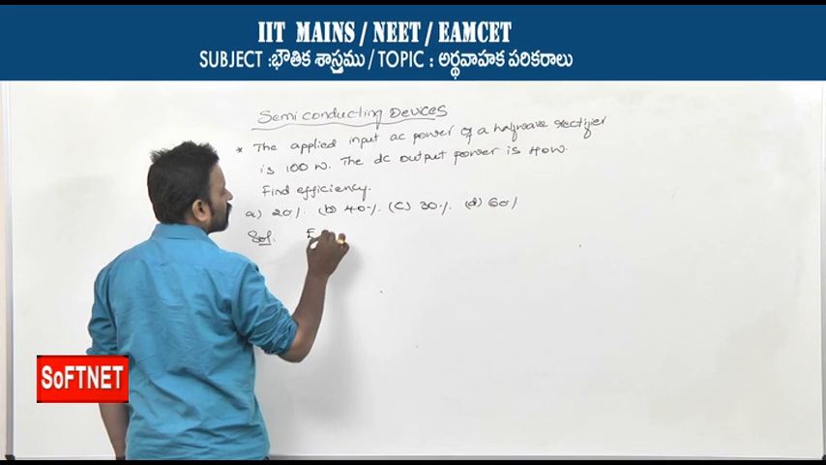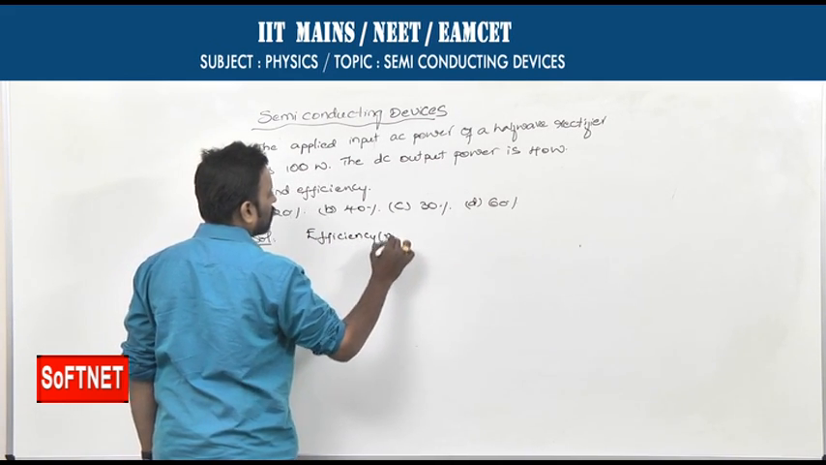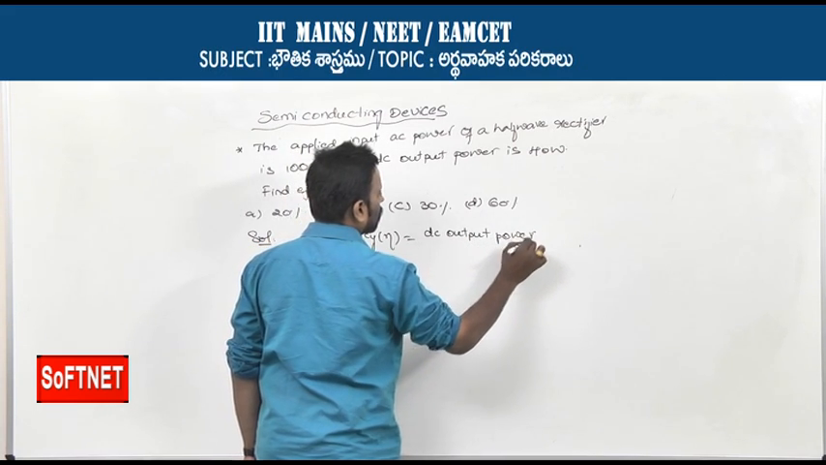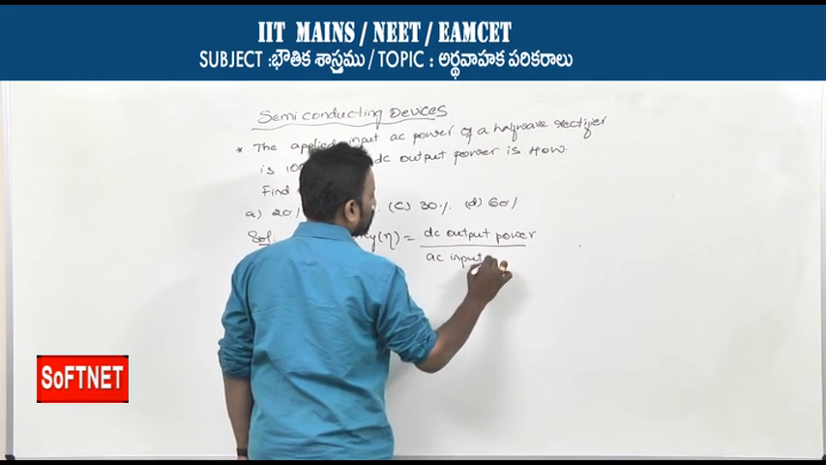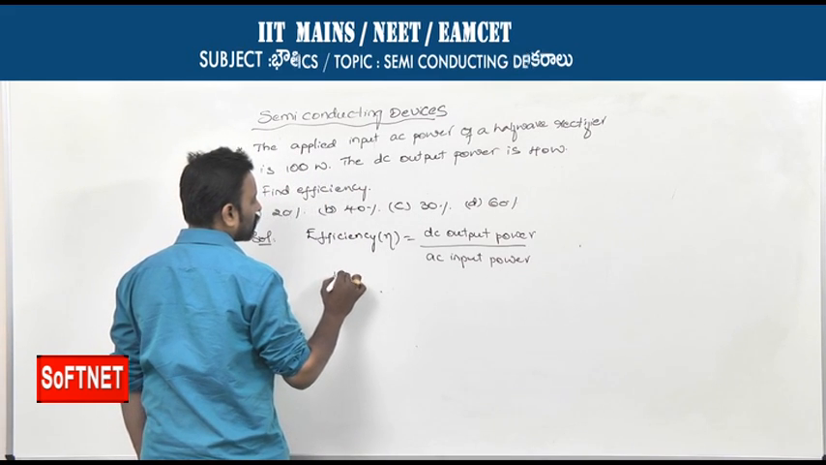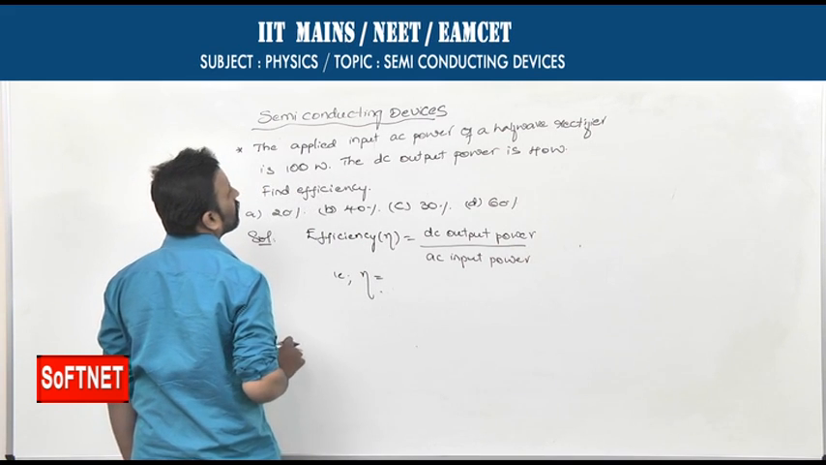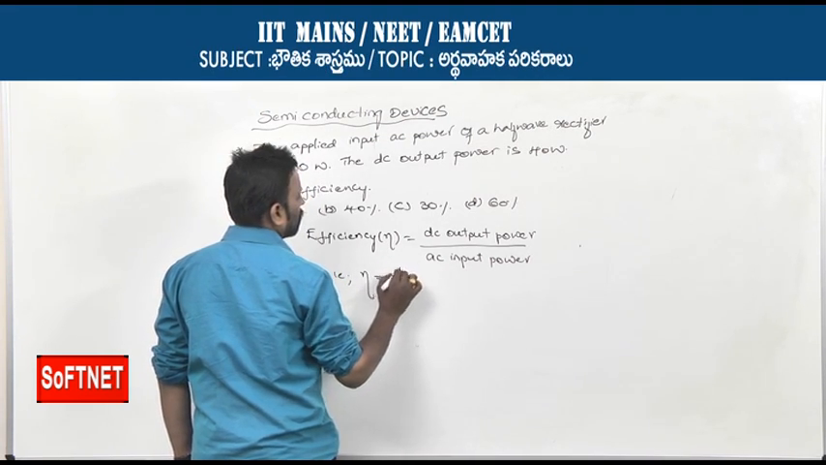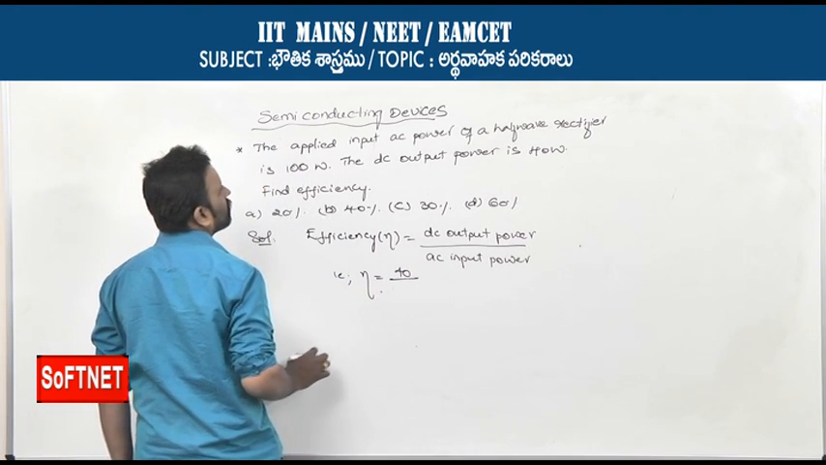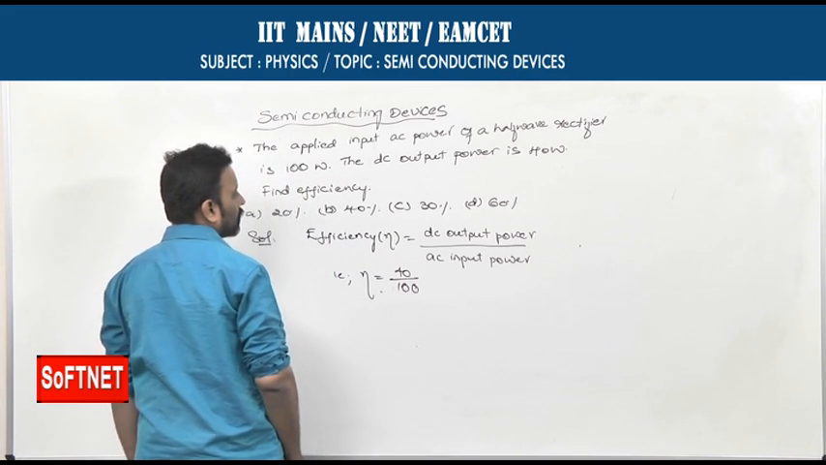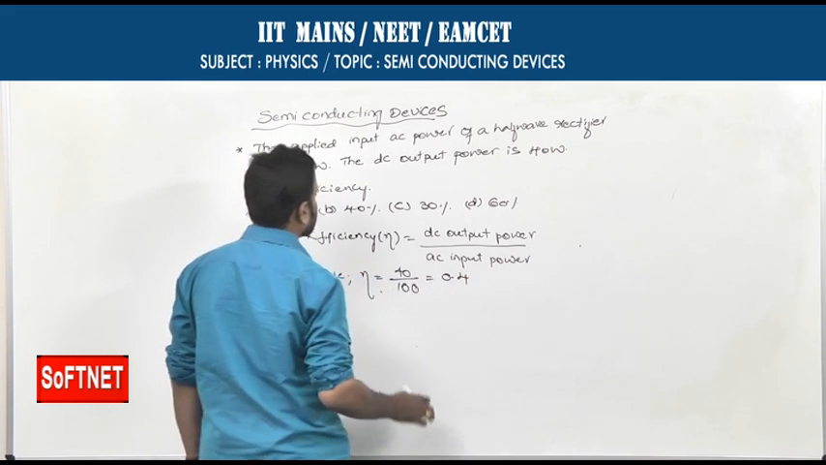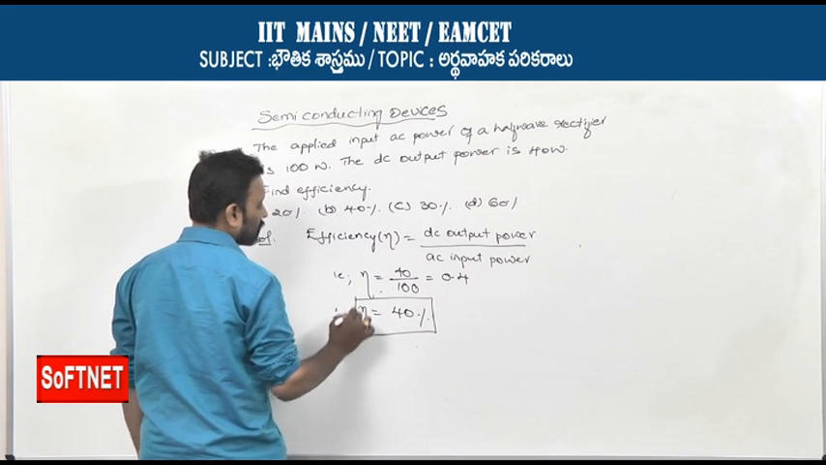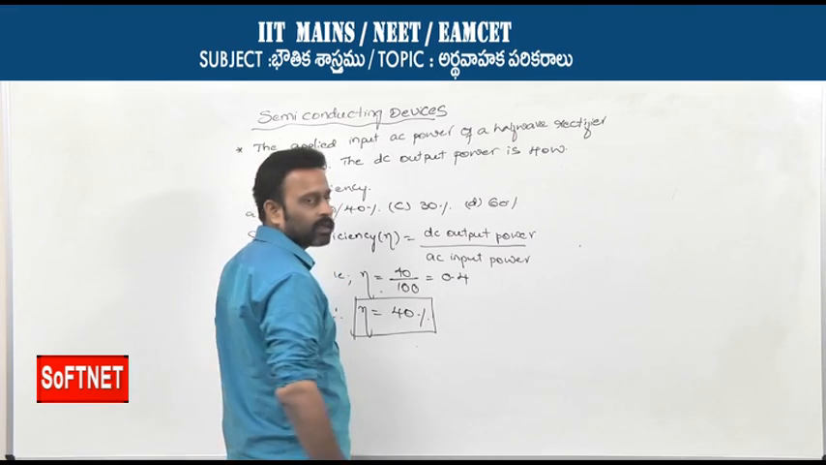The formula for efficiency: eta is equal to DC output power by AC input power. That is, eta is equal to DC output power, which is given as 40, by AC input power, which is 100, that is 0.4. Therefore, efficiency eta is equal to 40%. The second option is correct.